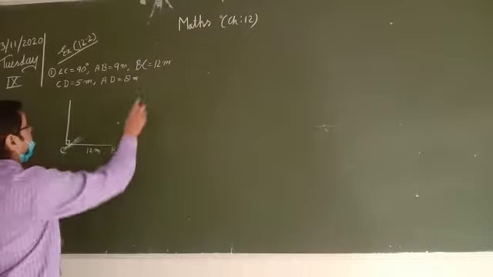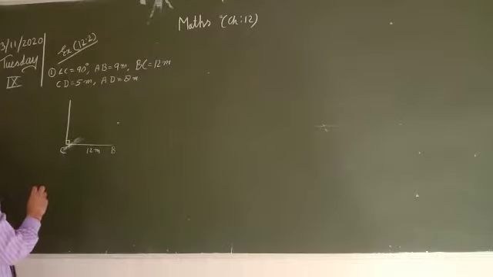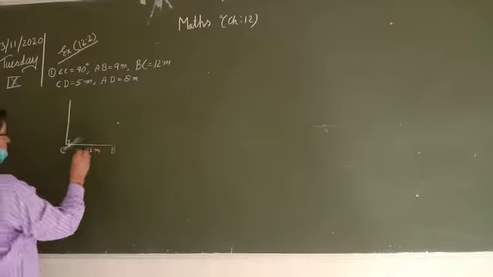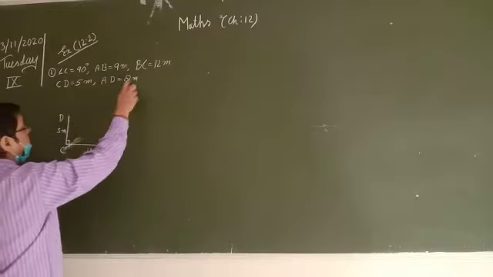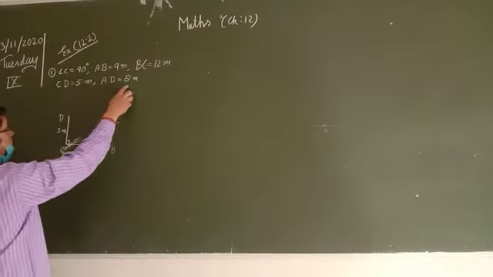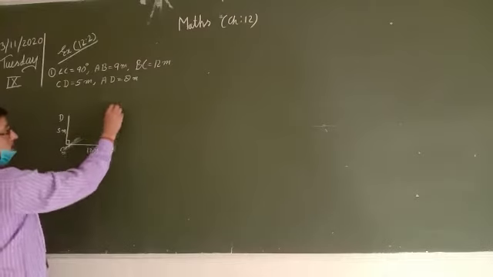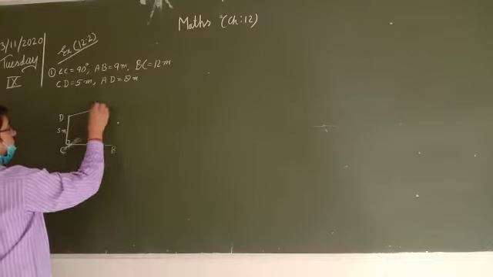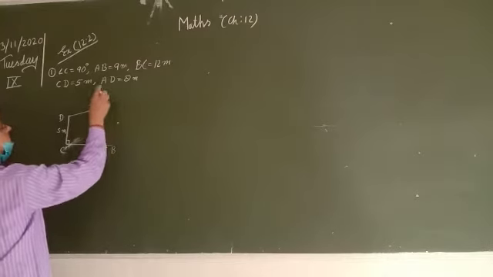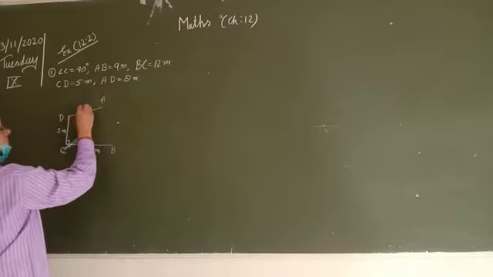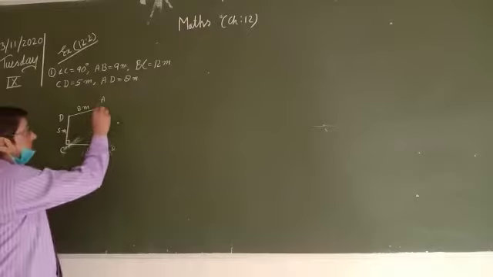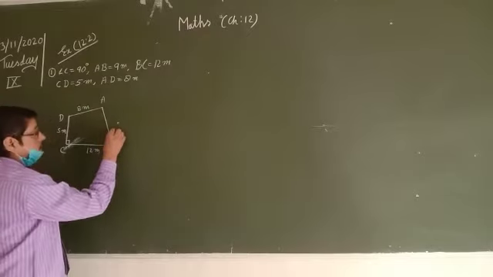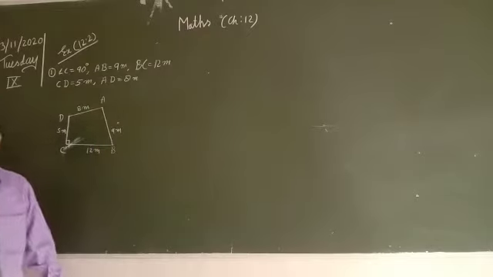Clear? Now we know the value of BC. Now CD is 5 meters. Let this one be D, and CD is 5 meters. Now AD is 8 meters. Where is A? Here. AD is 8 meters. And at the last, AB is 9 meters. This one is the 9 meters. Clear? This is our figure.